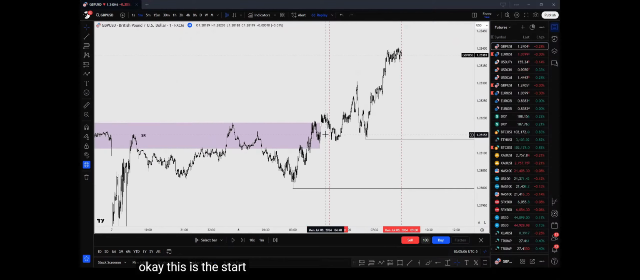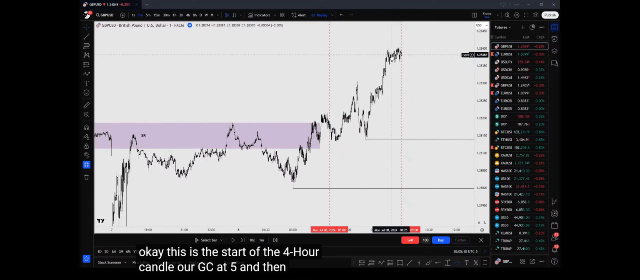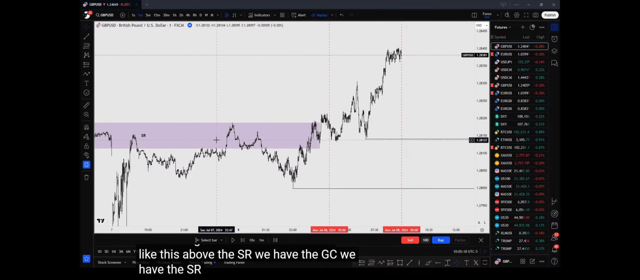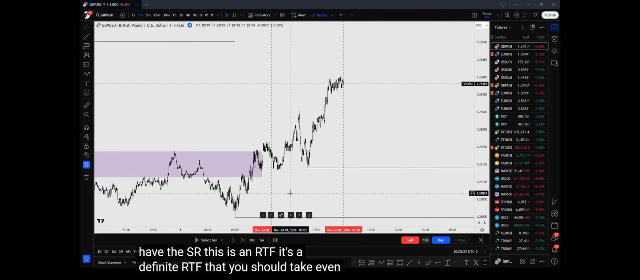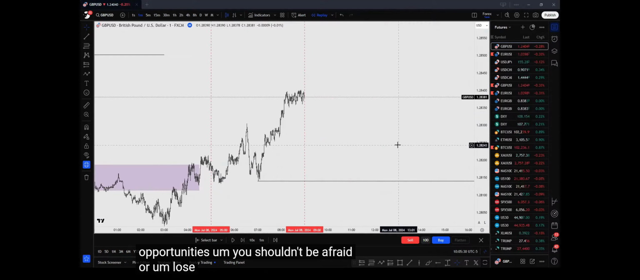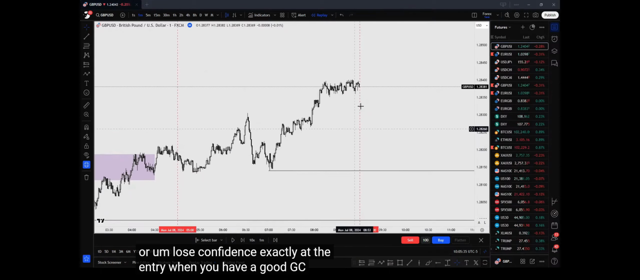Okay, this is the start of the 4-hour candle, our GC at 5, and then it went up, it closed right here. So when it closes like this above the SR, we have the GC, we have the SR. This is an RTF. It's a definite RTF that you should take even if you get stopped out. Okay, you shouldn't lose these opportunities. You shouldn't be afraid or lose confidence exactly at the entry. When you have a good GC like this, you go short.